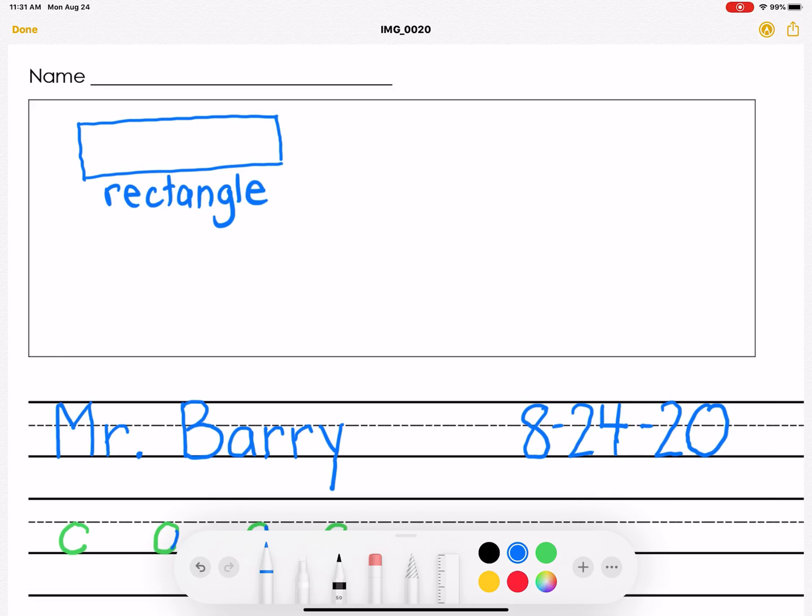Now, how about the circle? Draw a circle. And if this is what you drew, you got it right. I think every kid knows a circle. It's hard to draw nice circles. And circle is spelled with the letter C, even though it starts with an S sound. There it is. Okay, next one, draw a triangle. And here is the triangle.